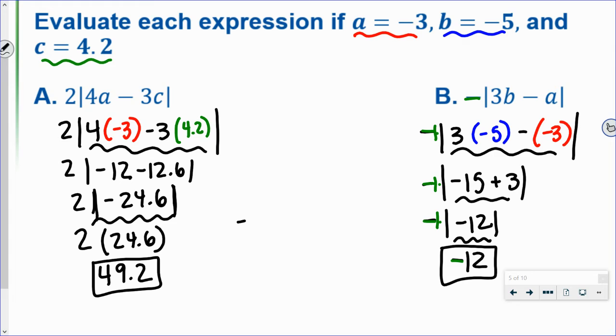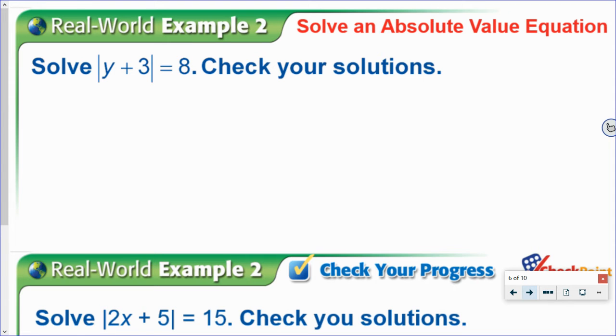One thing to note, folks, you cannot distribute into absolute values. That's a no-no. We cannot do that. We have to evaluate the absolute values first and then multiply by whatever factor is outside. Okay, that's our first half. Let's start solving some equations.